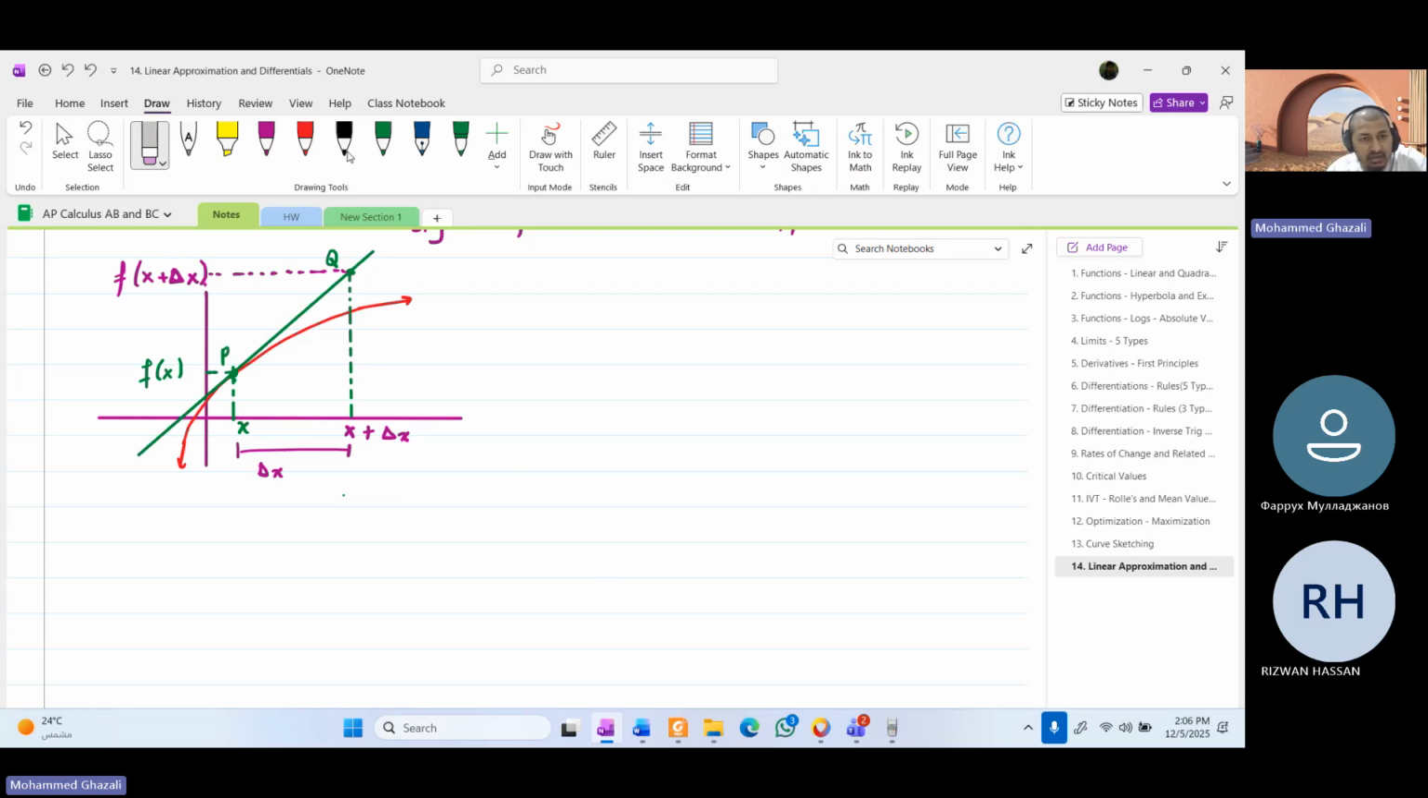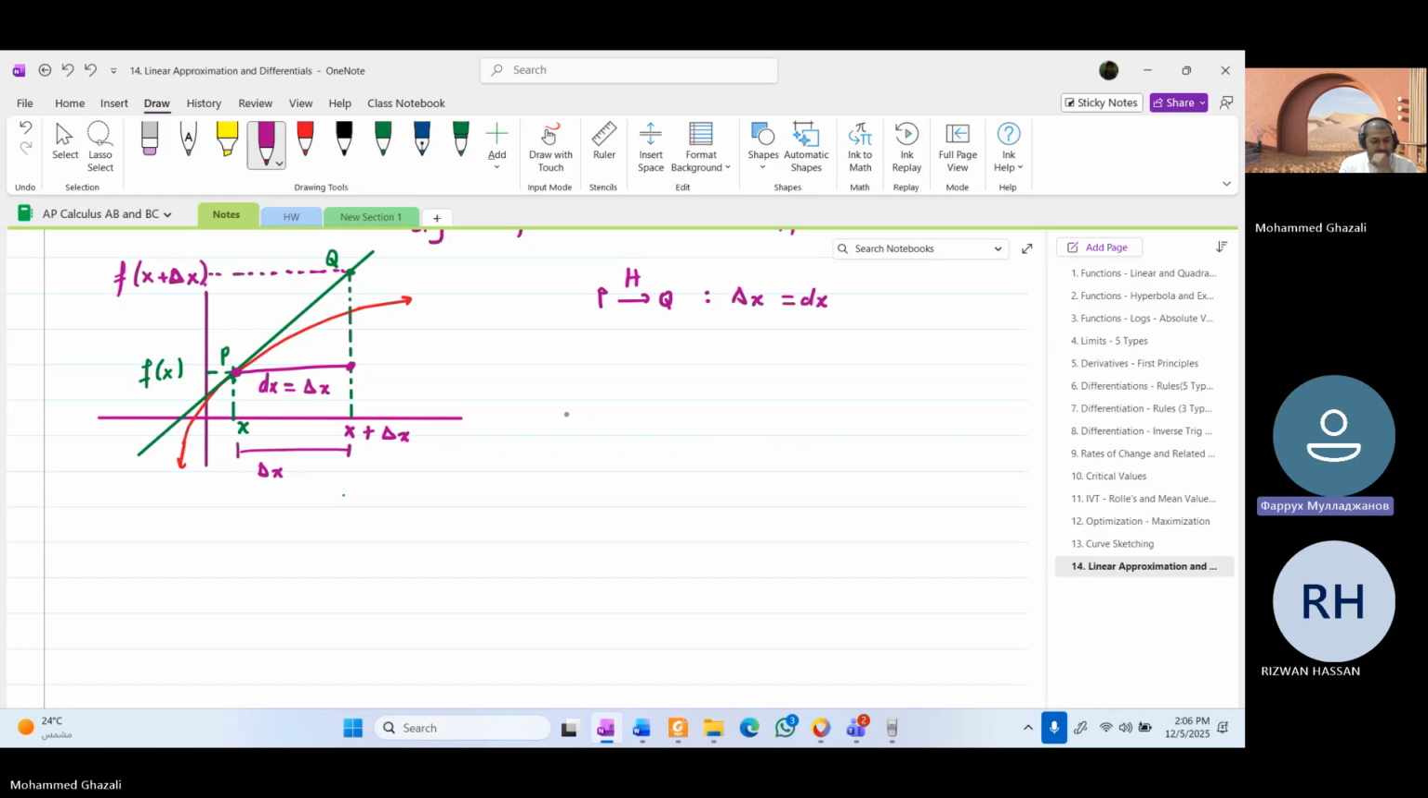Okay, now let's draw this triangle over here. The distance from P to Q, the horizontal change from P to Q, is what? The horizontal change is just delta x, or we call it dx. dx and delta x are the same thing. Are we good?